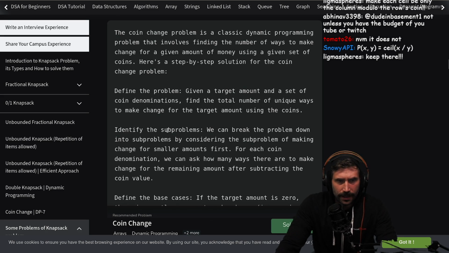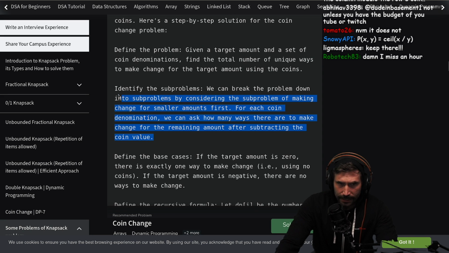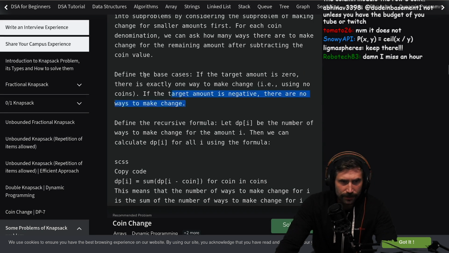First off, define the problem. Given a target amount and a set of coin denominations, find the total number of unique ways to make change for the target amount using the coins. Identify the subproblems. We can break the problem down by considering making change for smaller amounts first. For each coin denomination, we can ask how many ways there are to make change for the remaining amount after subtracting the coin value. Correct. Define the base case. If the target amount is 0, there's exactly 1 way to make change. Correct. No coins. If the target amount is negative, there are no ways. Okay, yeah, but we're not even worried about that.